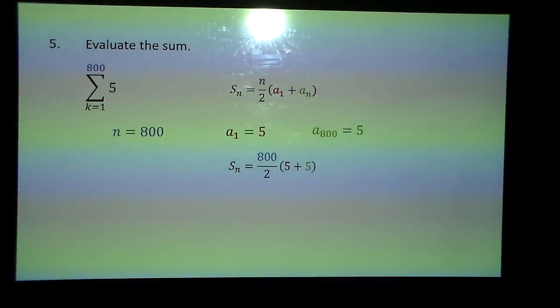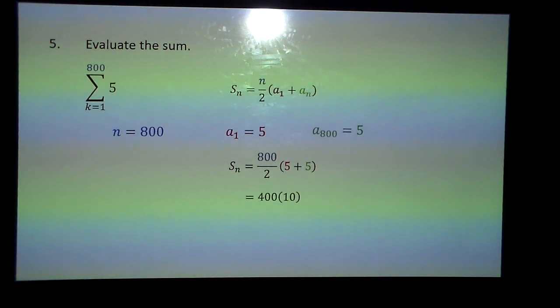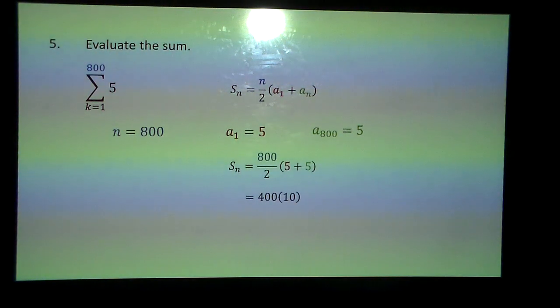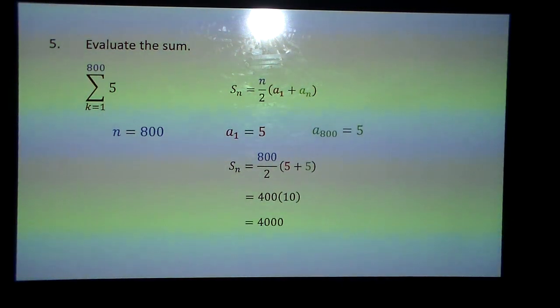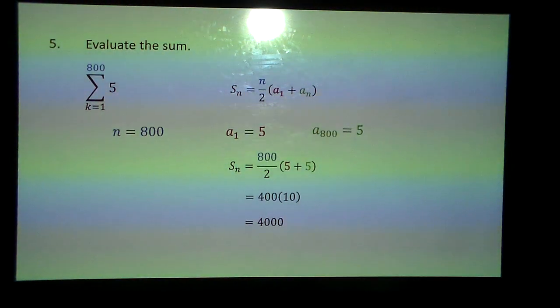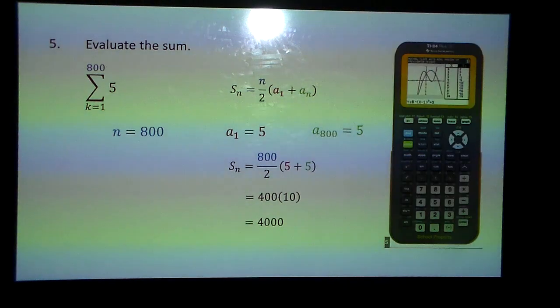So I could take 800 divided by 2, which makes 5 plus 5 is 10. And 800 divided by 2 is 400. So I end up with 4,000. Or as a property, there's no way I could take 5 times 800 also and get the answer.